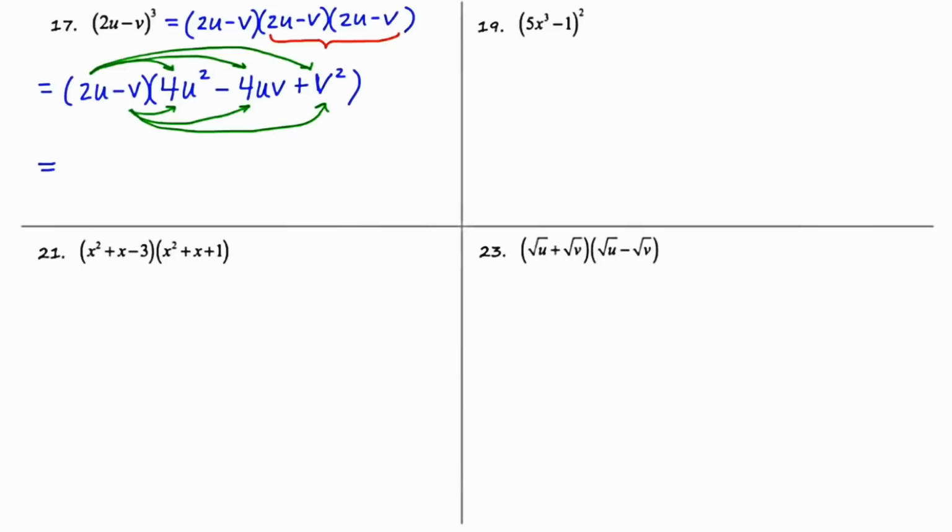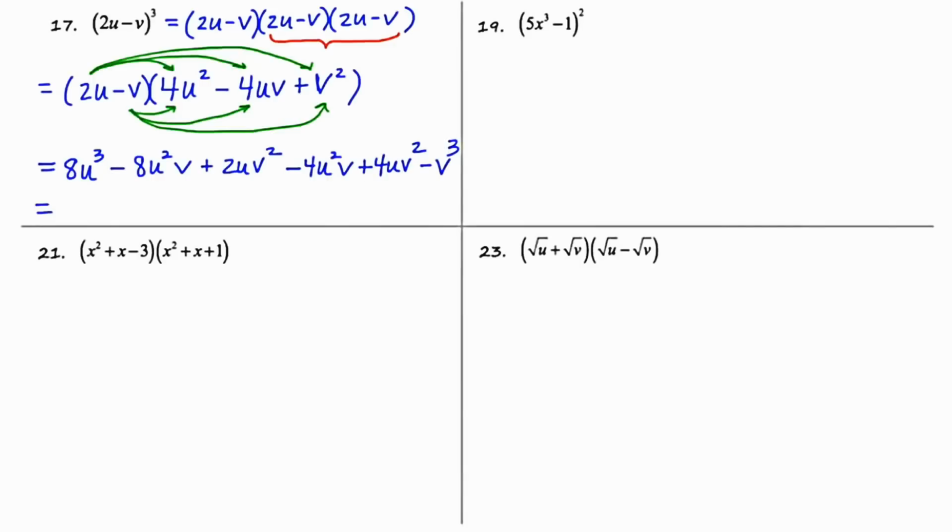2u times 4u squared is 8u cubed. 2u times negative 4uv is negative 8u squared v. 2u times v squared is going to be plus 2uv squared. So we're done with the first distribution, and now I'm going to move over to the negative v and distribute it through. Negative v times 4u squared would be negative 4u squared v. Negative v times negative 4uv would be positive 4uv squared. And then negative v times positive v squared is negative v cubed.